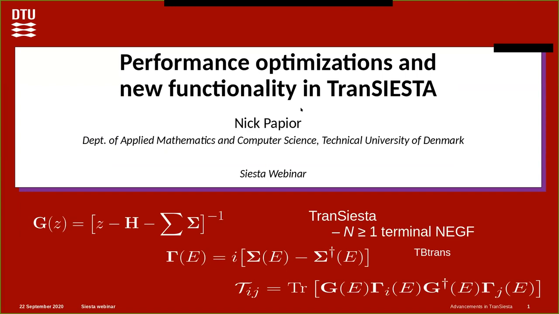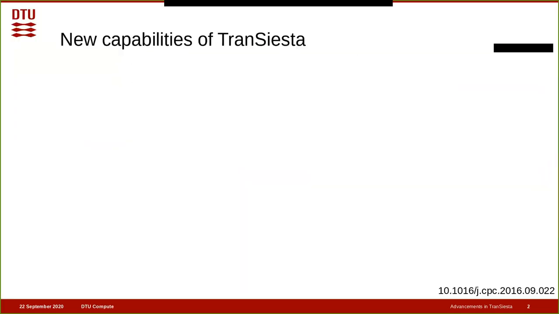Thanks. So thanks, Pablo. And I'm going to continue talking on the latest improvements of the TranSIESTA code, in particular some performance optimizations and also some new functionality. So here's a list of the new capabilities of TranSIESTA, and on the slides you'll notice these all around, and these are the DOIs of the papers that you can check out for more details.